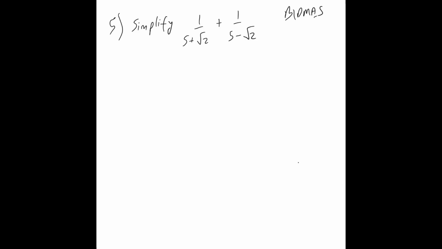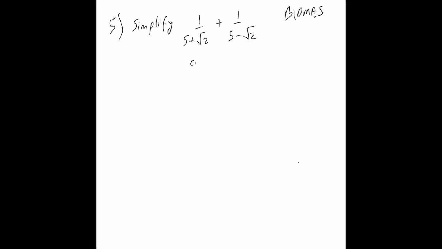Okay, for this question we have to simplify 1 divided by 5 plus square root of 2, plus 1 divided by 5 minus square root 2. This is using the binomial conjugate concept. So we have to just simplify the surds. So these are the surds.